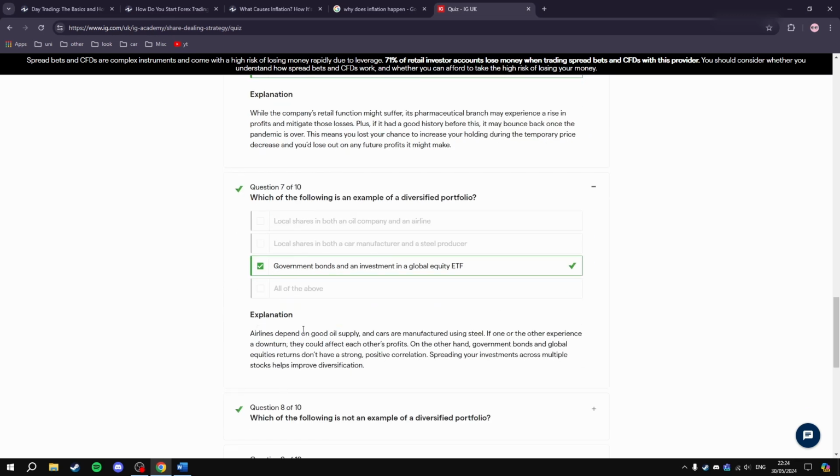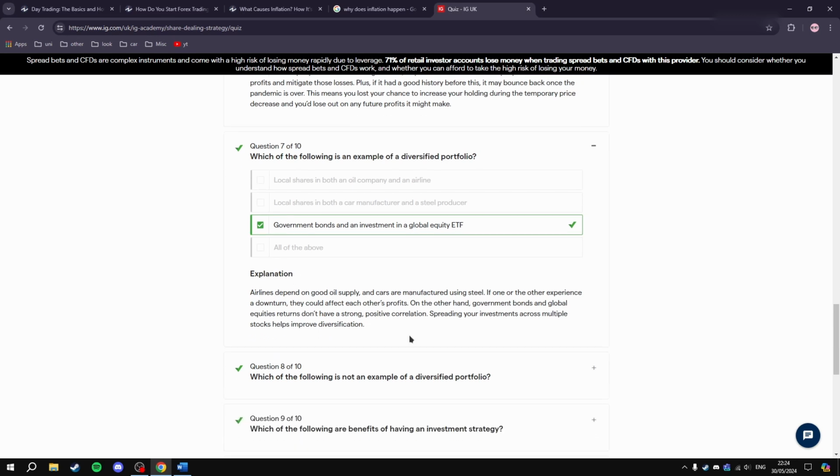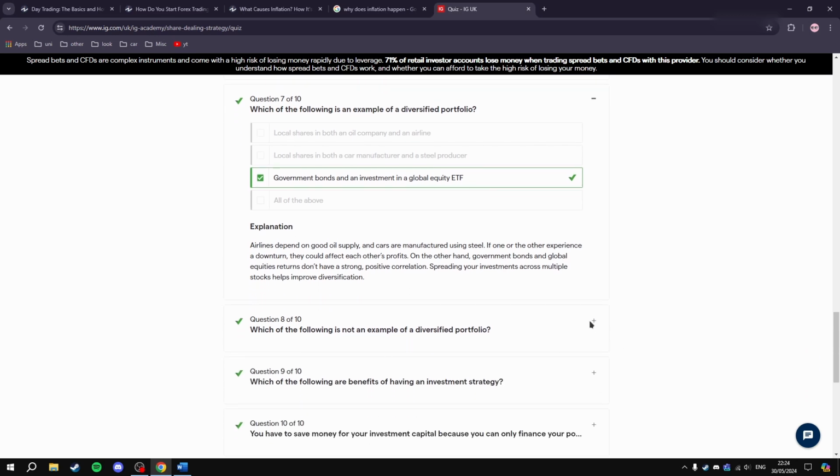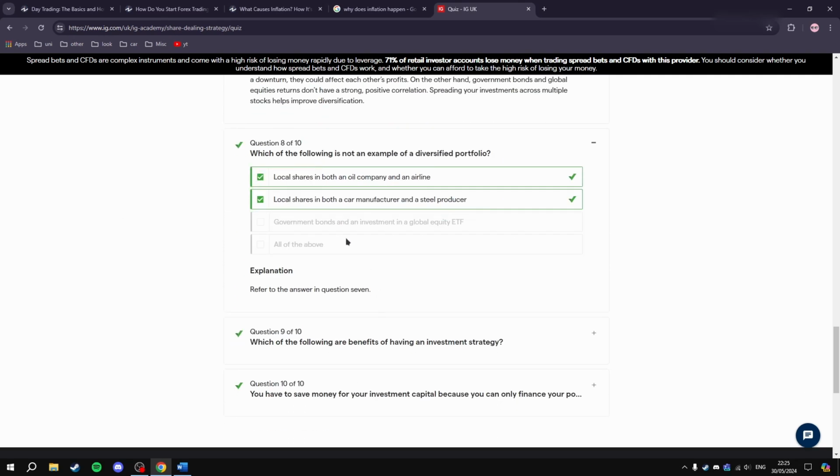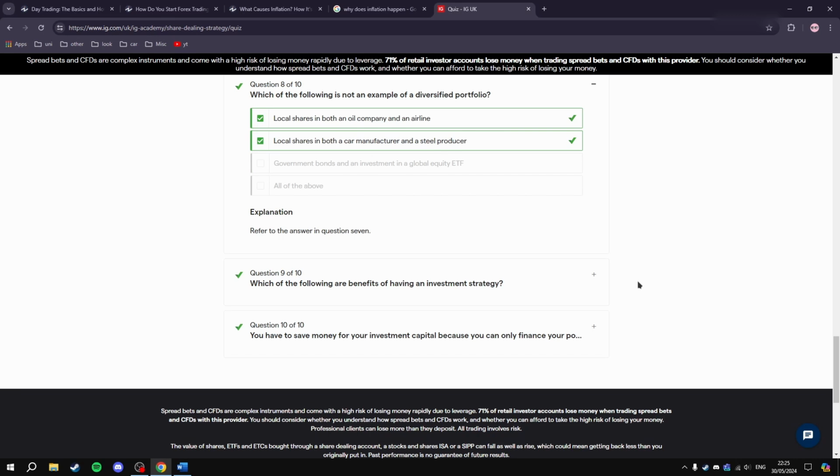Airlines depend on good oil supply, and cars are manufactured using steel. If one or the other experiences a downturn, they could affect each other's profits. On the other hand, government bonds and global equity returns don't have a strong positive correlation. Spreading investments across multiple stocks helps improve diversification. Refer to the answer in question 7. Yeah, so basically the opposite of that. Question 7.